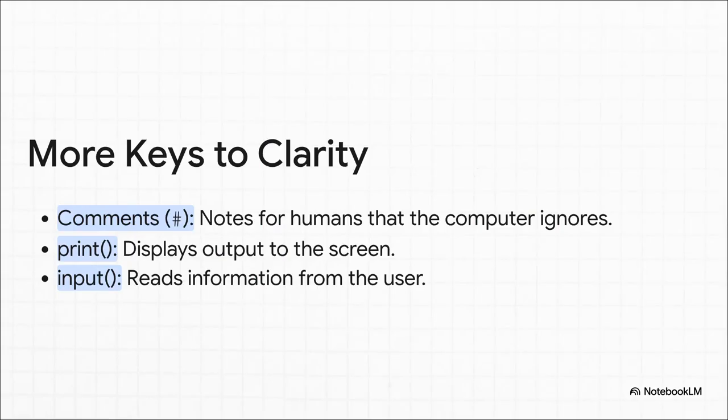And there are a few other tools that help with clarity too. Comments, which start with a hash symbol, are just notes for yourself or for other programmers. The computer completely ignores them. Then you have the print function, which lets your program display messages on the screen, and the input function, which lets it pause and actually ask the user for information. These are basically your channels of communication.